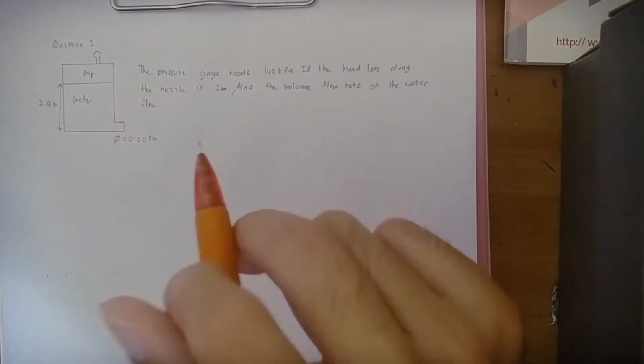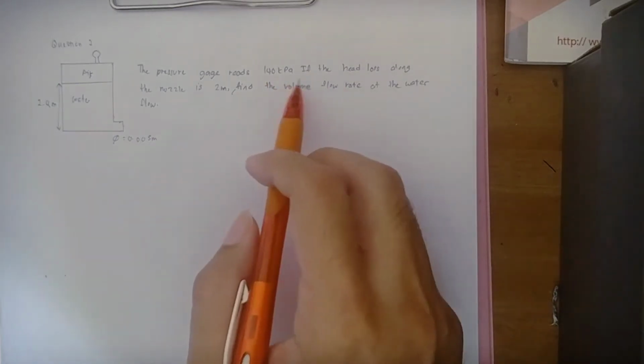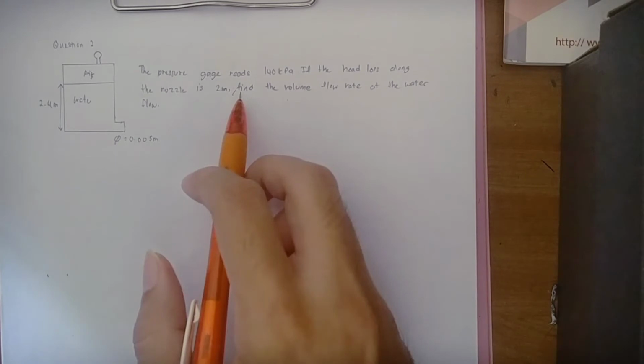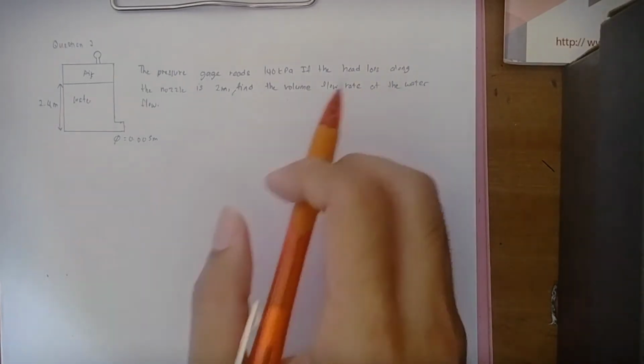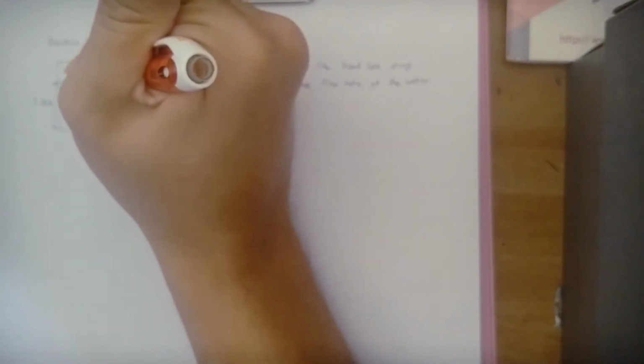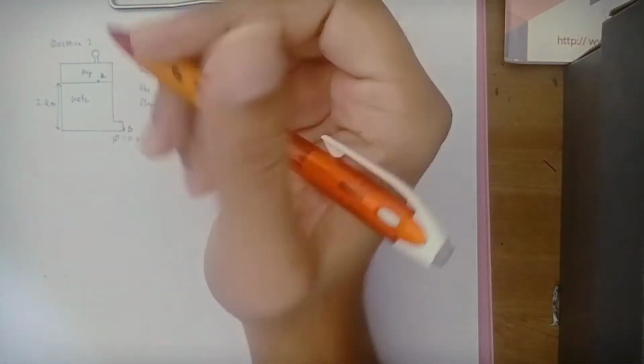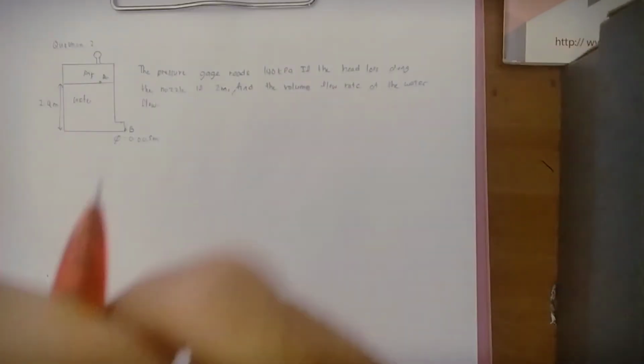Okay, for this question, the pressure gauge reads 140 kilopascal. If the head loss along the nozzle is 2 meter, find the volume flow rate of the water flow. Okay, first we need to find 2 points in this diagram. We choose the open water surface as point A, and the nozzle as point B. And then jot down all the information given.